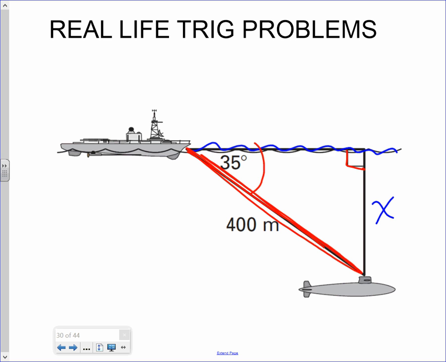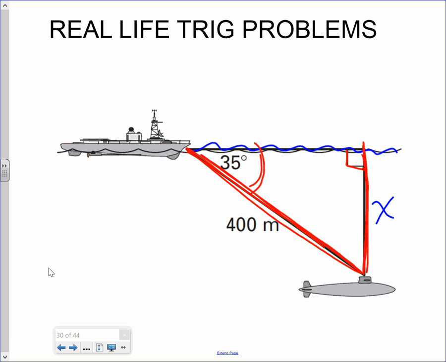Well, we're trying to figure out the depth of the submarine from the surface of the water. This side, what is this side in comparison to 35? That's going to be the opposite. X would be the opposite. So between the sine and the cosine, I'm picking the sine, because it deals with the opposite and the hypotenuse, the two sides that I'm interested in for the problem. And the rest is simple algebra as we're accustomed to.